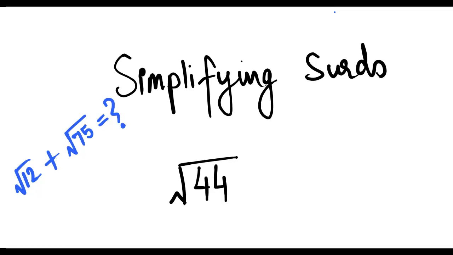Let's get started. So we have square root 44. The thing is how to simplify this. What exactly does simplify mean? It means there are some square numbers in there, and we have to remove those square numbers from the surd, separating square from non-square. Okay, so let's go through that.